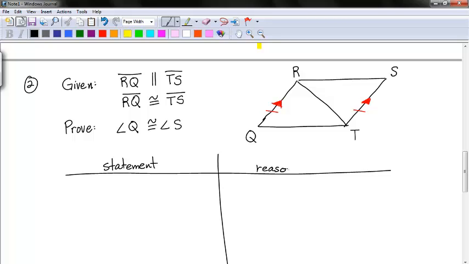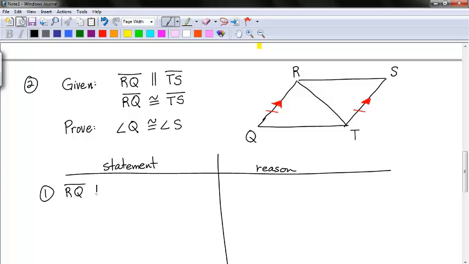One thing you'll figure out about doing these two-column proofs, if any of you are interested down the road in going into law, these are really good for the logic and reasoning of proofs, because down the road in law, if you say something, you've got to back it up. Okay, so first thing is the given.